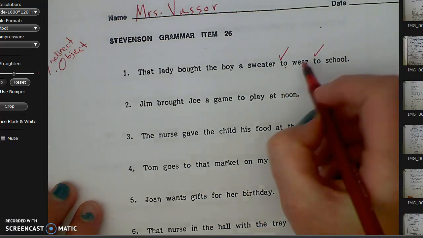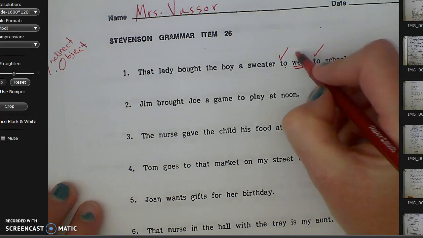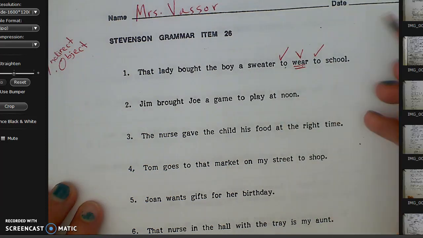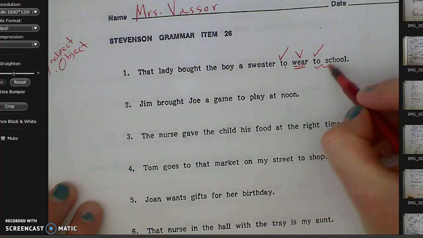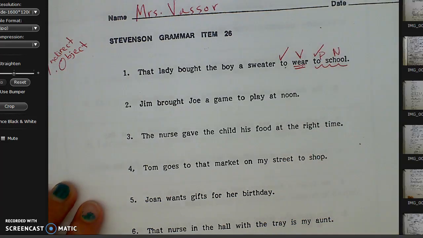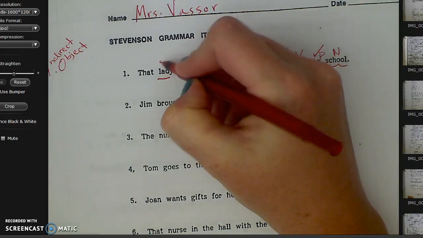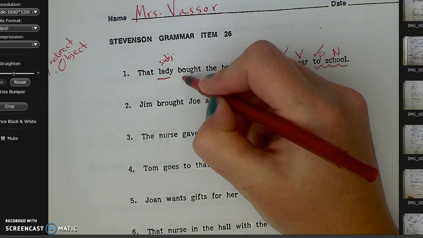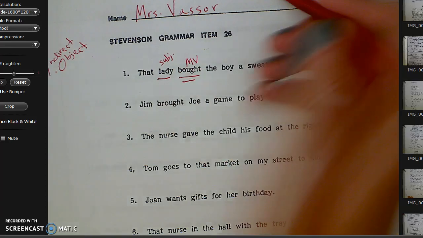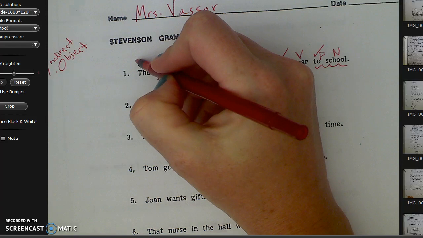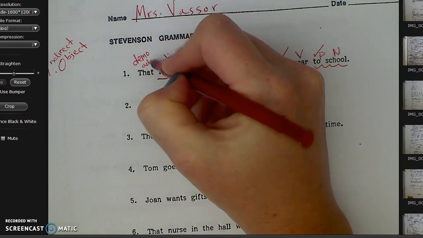To wear. Wear is a verb. Double underline, put a V above it. To school. School is a noun, so now I know this is a prepositional phrase. All right, there are no prepositional phrases. That lady bought the boy a sweater. Who or what is doing the action? It is the lady, so she's my subject. What is she doing? She bought. It's my main verb. And then I have a word to describe it. It is that, which is a demo adjective.